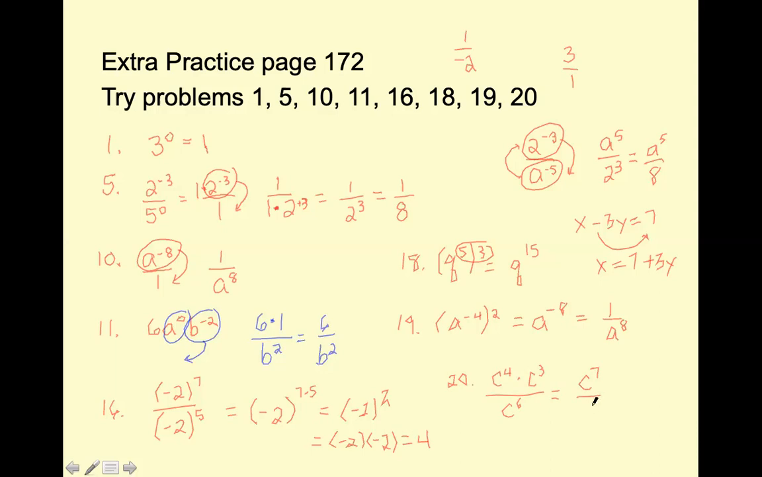In the denominator, I have c to the 6th. So now we're going to use the quotient rule, which if I have the same base, in this case my base is c, I subtract the exponents, so this becomes c to the 7 minus 6, or c to the 1st power, which is just c. Remember, when you just have a variable, there's an exponent of 1 there that you don't need to write down.